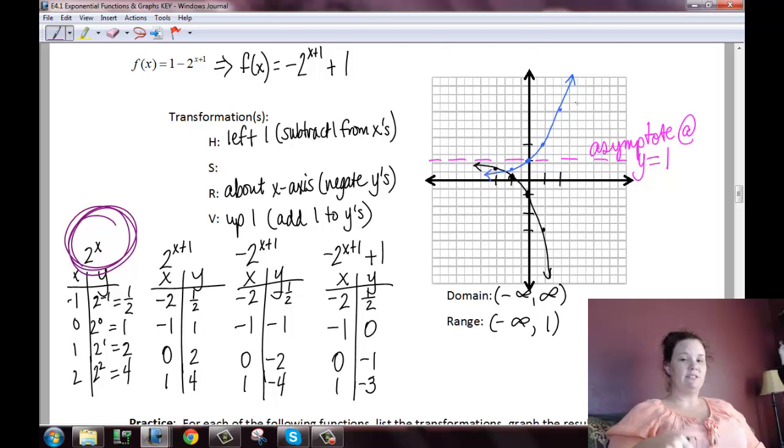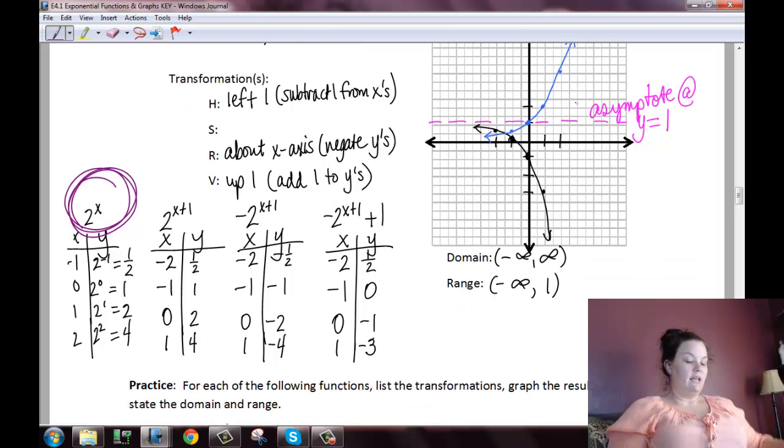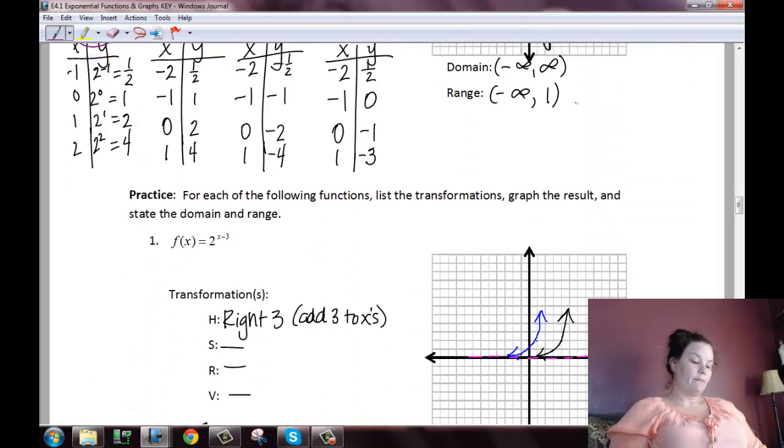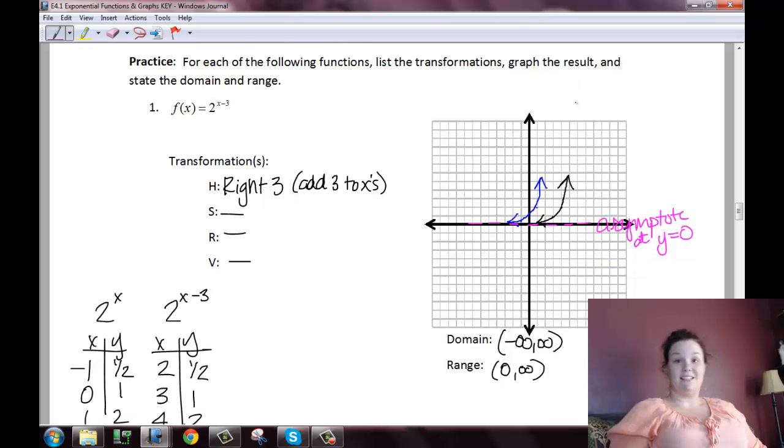So lowest y value is -infinity up to the highest y value, which in this case is 1, which is where our asymptote is, but we use a parenthesis because we don't include it. Okay. If we look at the next one, number 1, this one should feel a little bit easier if you did the one at the top of the page first.